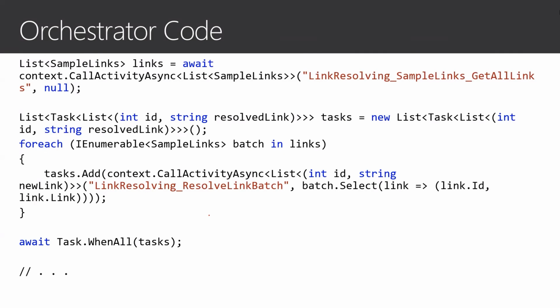It's a simple code, and it was resolving sample links. It was a time when I was trying to find all the errors in our samples, all the broken links. And so I was retrieving a list, and this is the classic fan out, fan in pattern, by the way. So I was retrieving that list, and I was doing a link resolving batch in there.